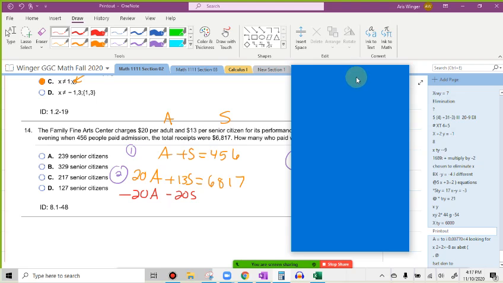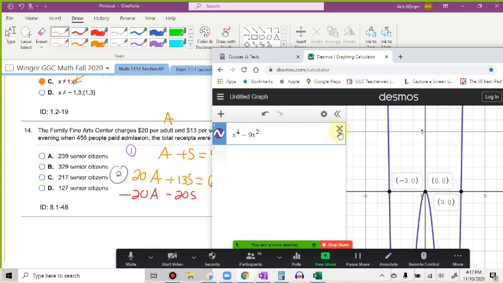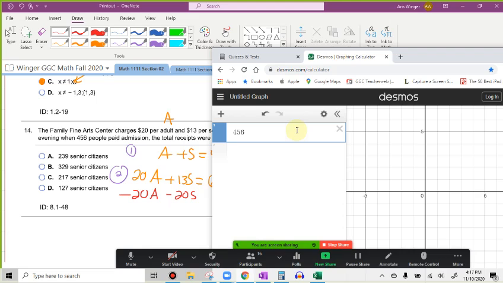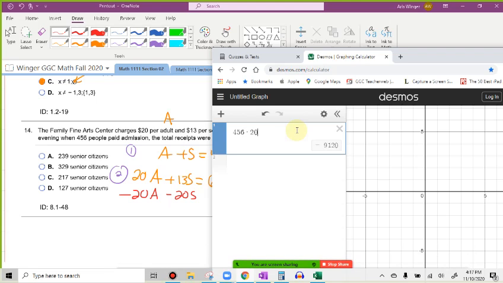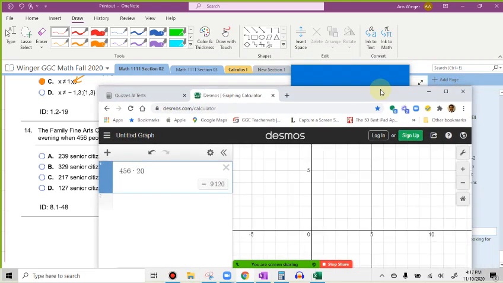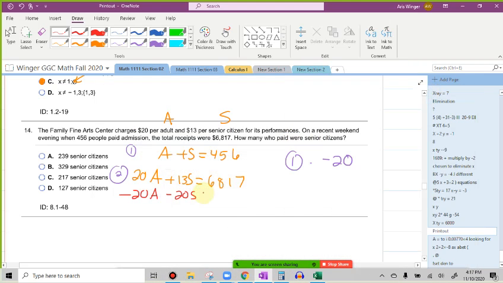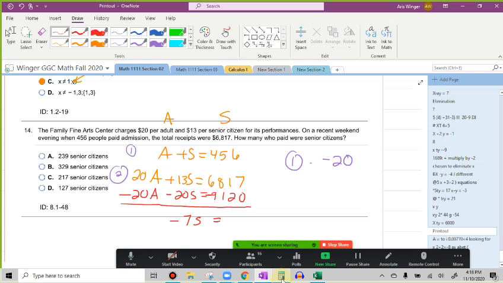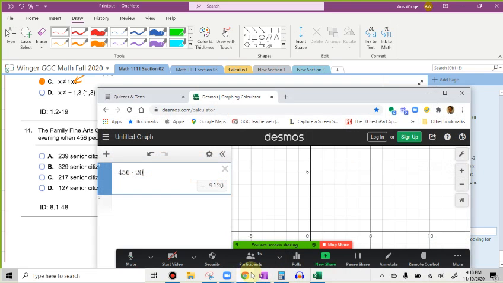Let's see if this is rolling right. Oh, I don't know why I'm using that. 456 times 20. 9120. It's got to be negative. And then we're going to add negative 7S equals 6817 minus 9120.